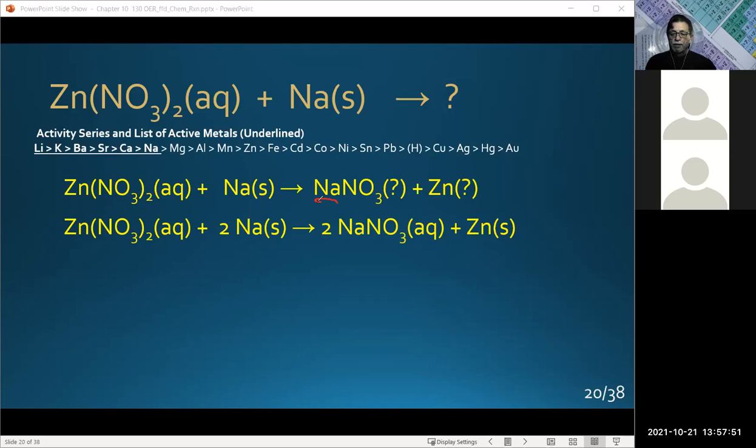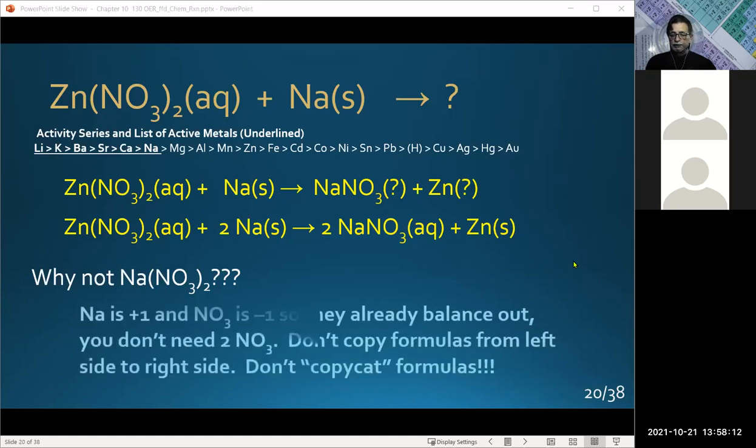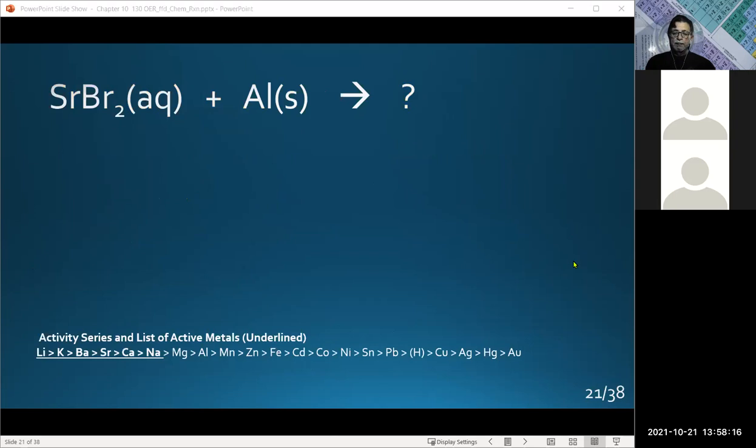All right. So we have a balanced chemical reaction here. Note the ratios, 2-to-1 for zinc nitrate, 2 sodium metal. Of course, it would not be sodium nitrate subscript 2 because the sodium ion is a +1, not a +2.